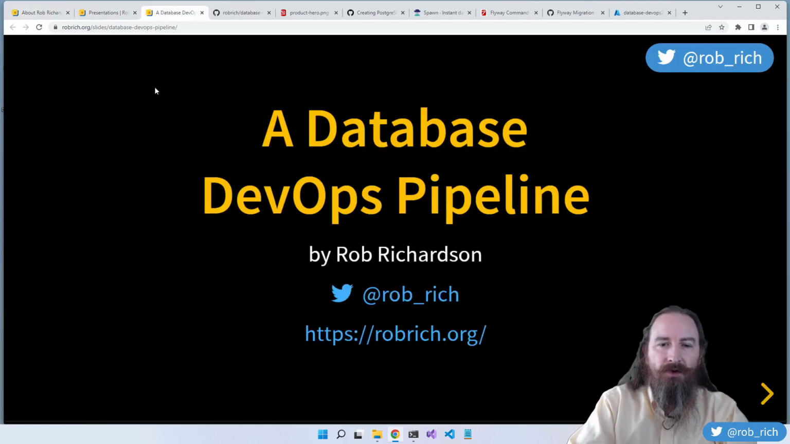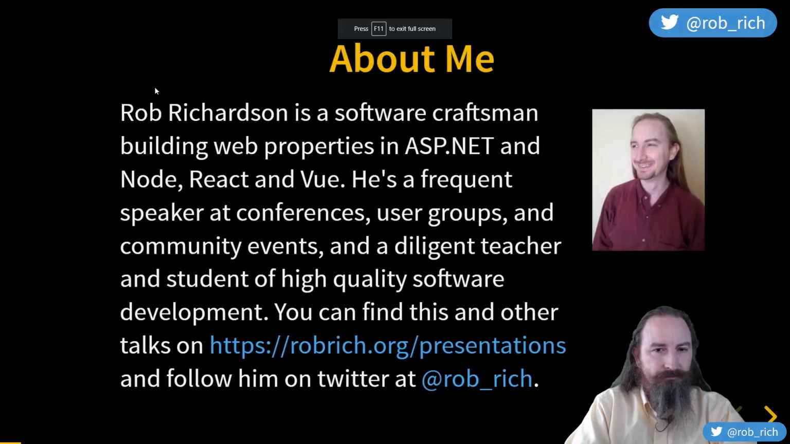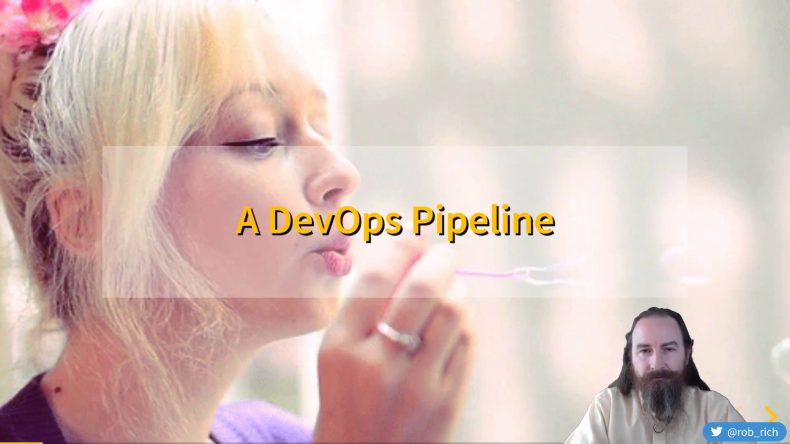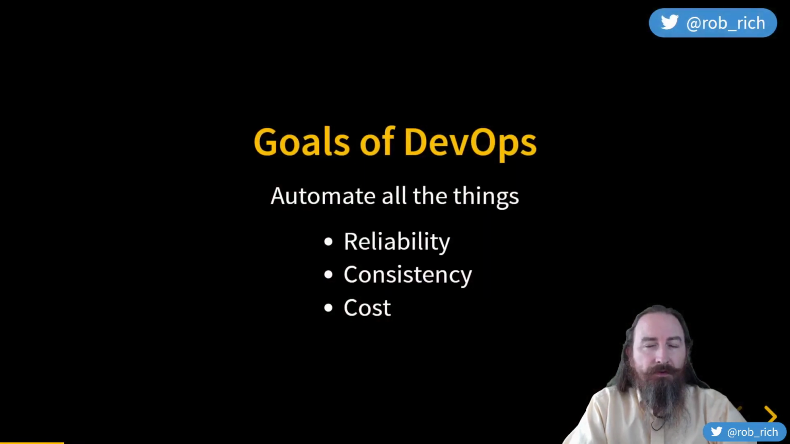So let's dig into a database DevOps pipeline. We talked about this guy. A database DevOps pipeline. Let's first start with, what is a DevOps pipeline? The goal of a DevOps pipeline is reliability and consistency and cost.